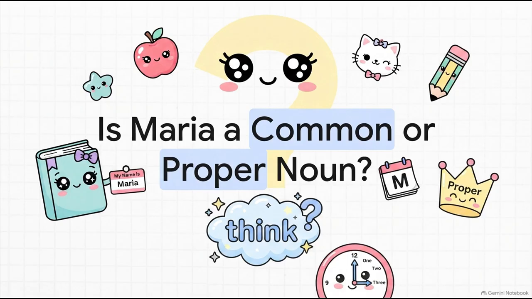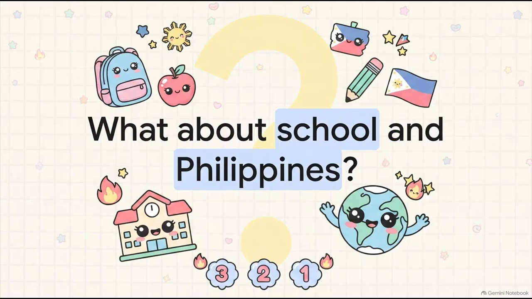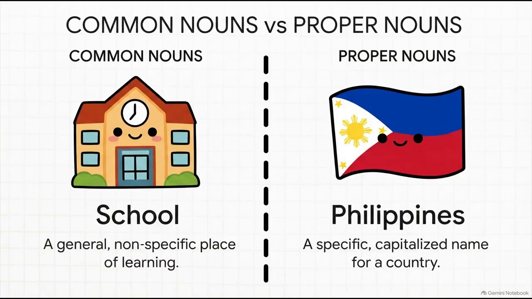3, 2, 1. You guessed it, it's a proper noun. And you know it's a proper noun because it's a very specific name, and it starts with that giant capital M. All right, let's turn up the heat a little bit. Now we've got two words at the exact same time. Shout out which one is the common noun and which one is the proper noun. You ready? 3, 2, 1. Excellent work! School is the general common noun with the small letter, and Philippines is the specific proper noun, standing tall with that big capital letter.